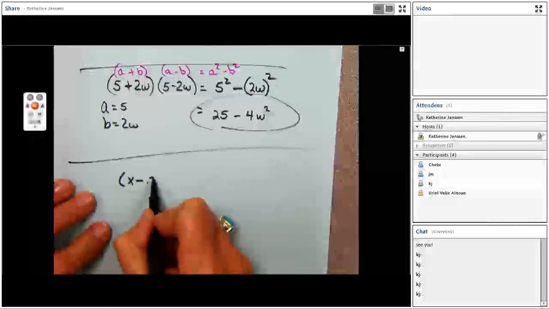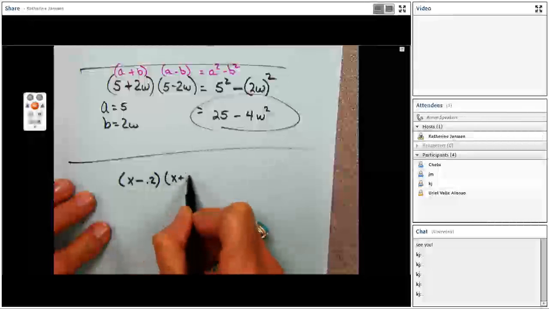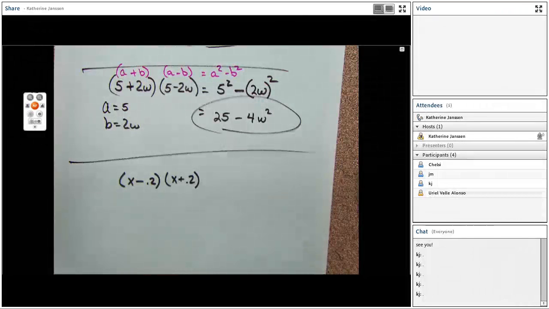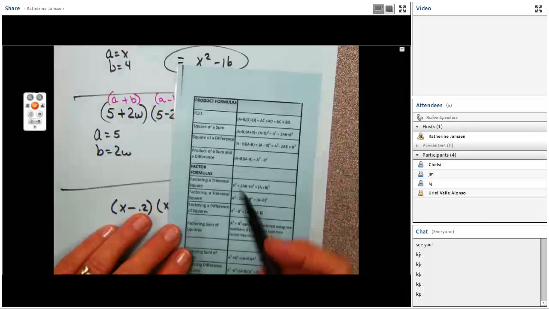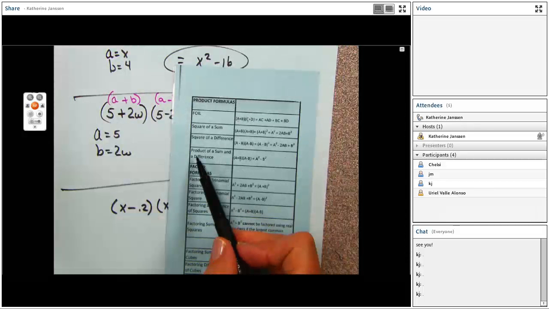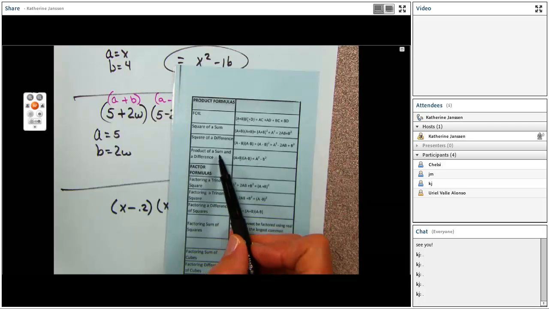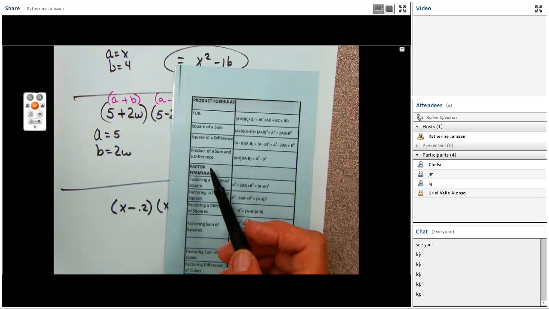X minus 0.2 times x plus 0.2. Now, I just want to point out to you on your blue card, our pattern is the product of a sum and a difference. It doesn't say order. So we could have the product of a difference and a sum.